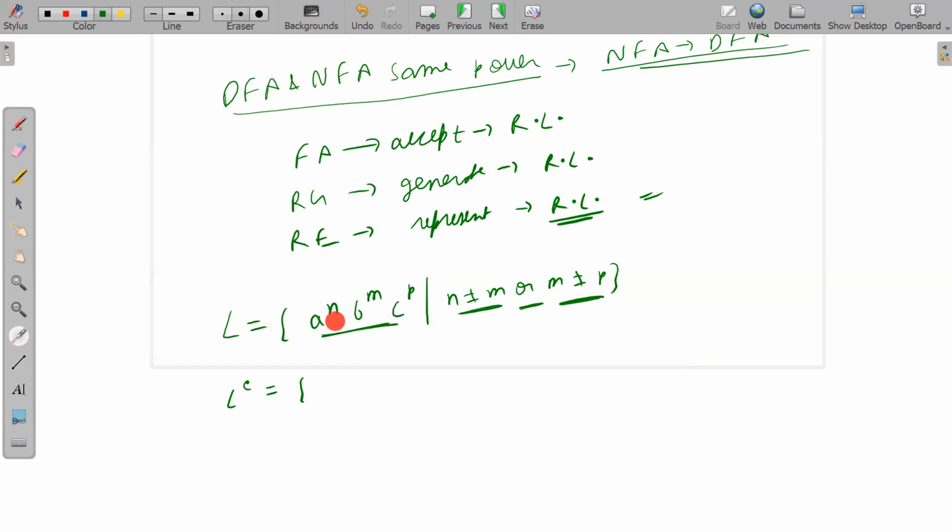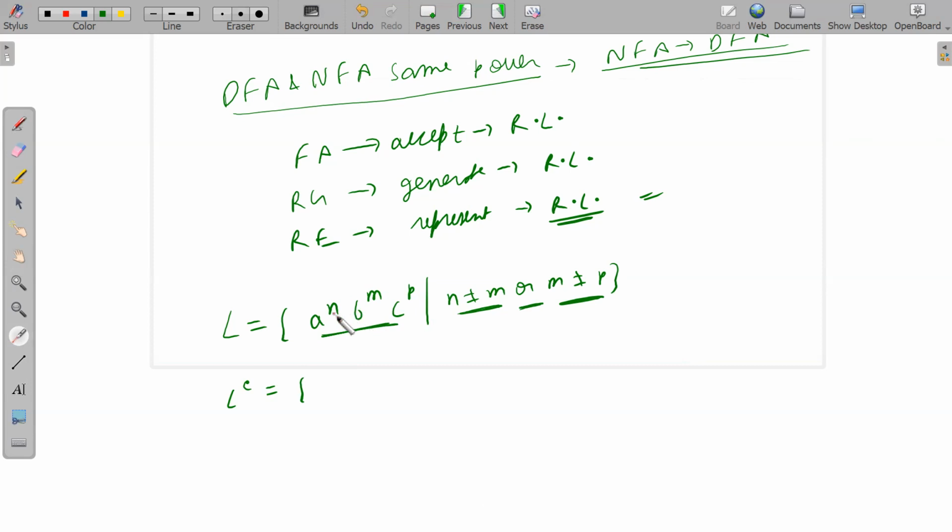See, if N is not equal to M, then forget about P. M and P can be either equal or not equal, and so on. So you just have to see that N should not be equal to M. Or I can say that if M is not equal to P, then do not worry about A's. A can be equal to B, A cannot be equal to B, and so on. The number of A's can be equal to the number of B's, or not equal to the number of B's, and so on. We can have anything.